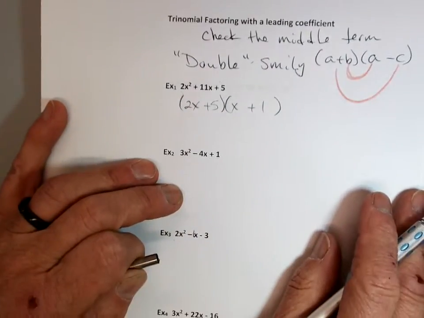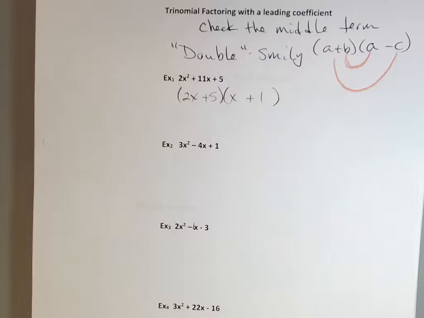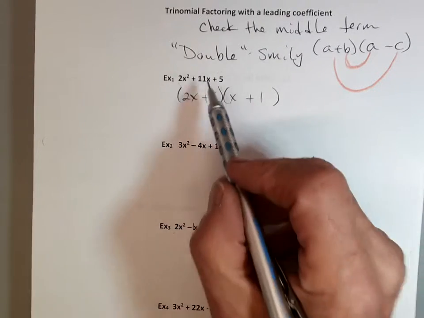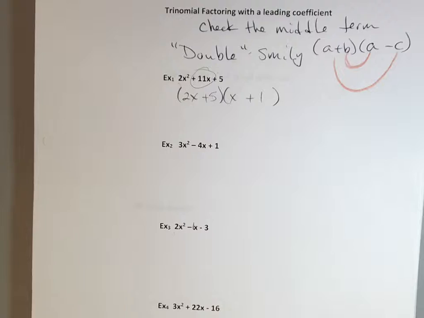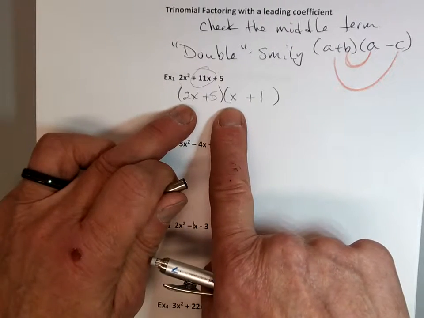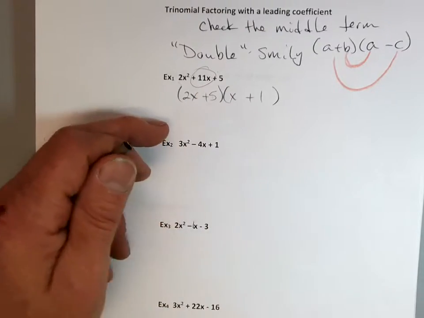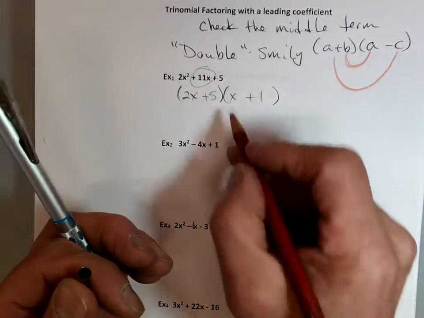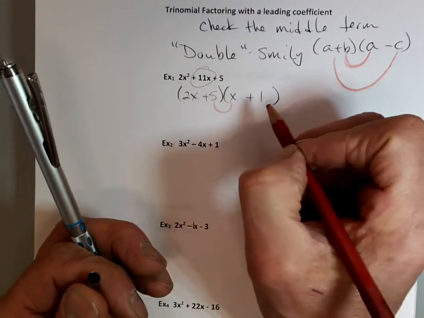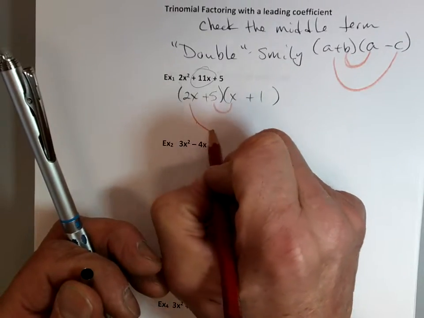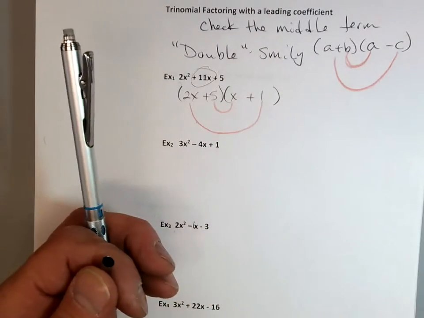Now, we're going to check our double smiley. So what we're looking for is the 11, okay? I already know the 2x squared is going to work. I already know the 5 is going to work. But what about the 11? So we check it. I do my double smiley. So that's my inside term and my two outside terms. Those two make up the middle term.